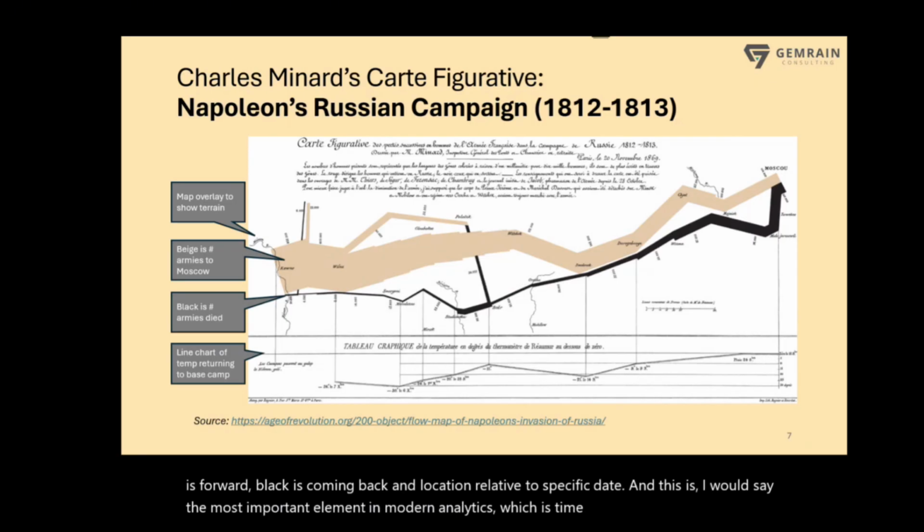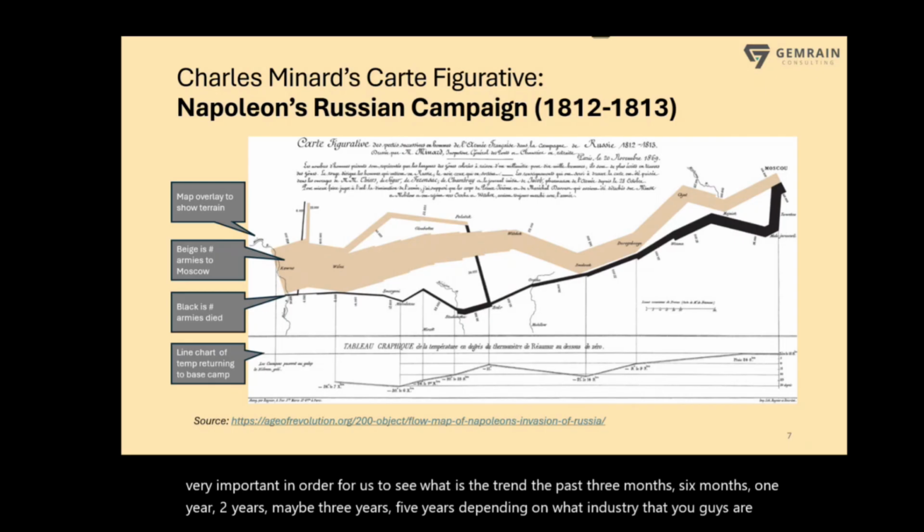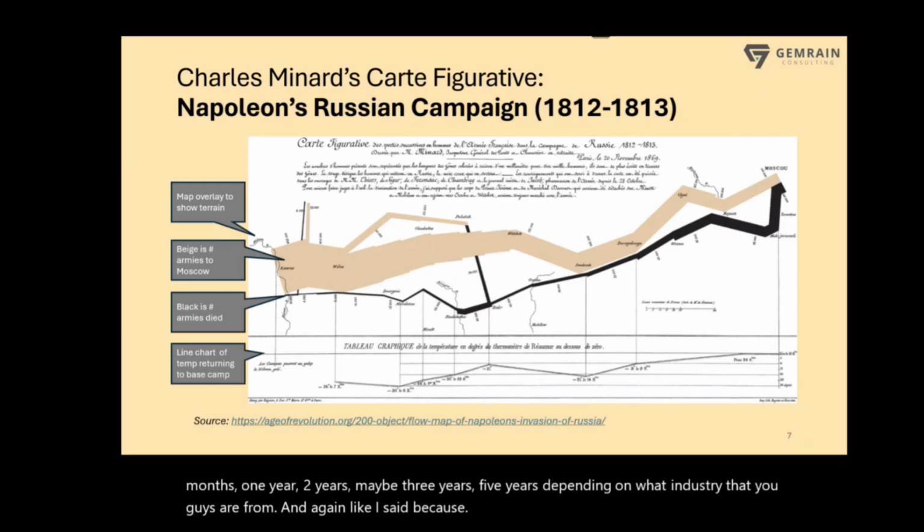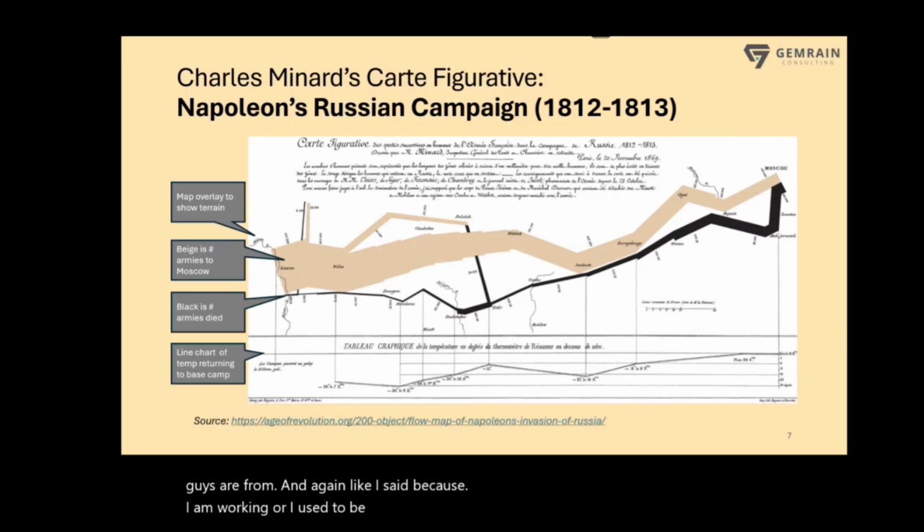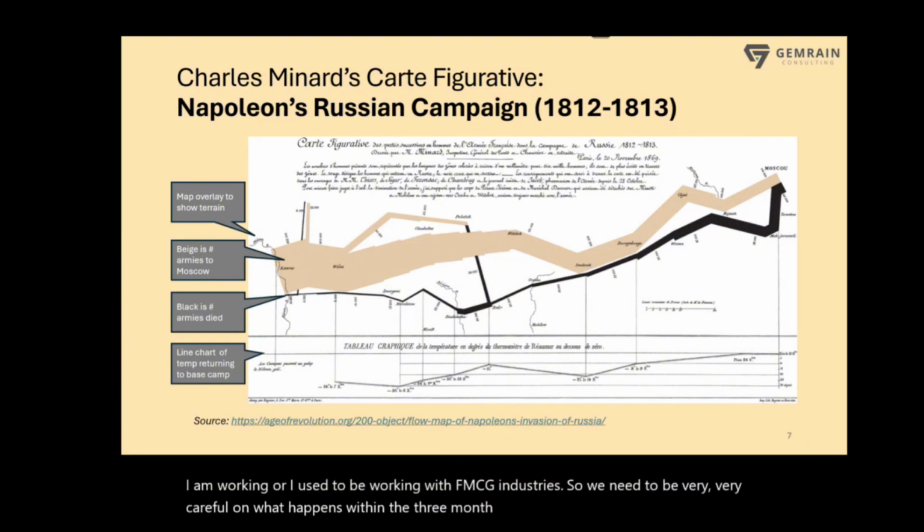Time series analysis is very, very important in order for us to see what the trend is for the past 3 months, 6 months, 1 year, 2 years, maybe 3 years, 5 years, depending on what industry you are from. And again, like I said, because I used to work with FMCG industries, we need to be very careful on what happens within the 3-month period and the 6-month period. Anything more than that is more like a reference for us. More or less, these references would be same period last year, right?